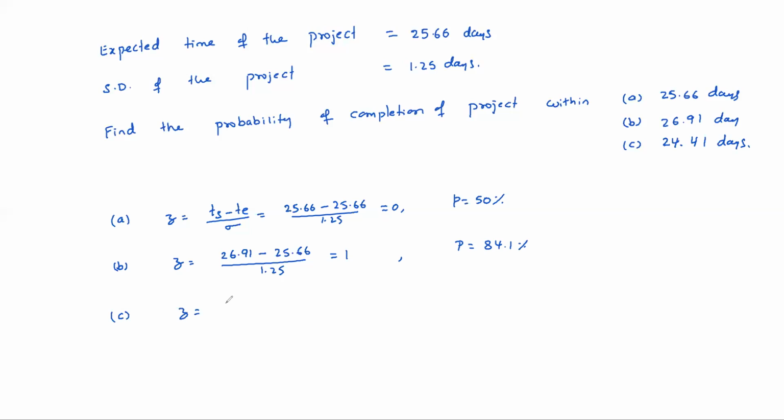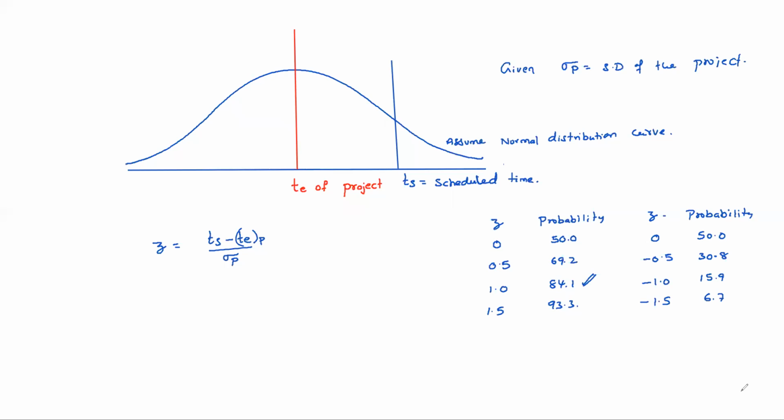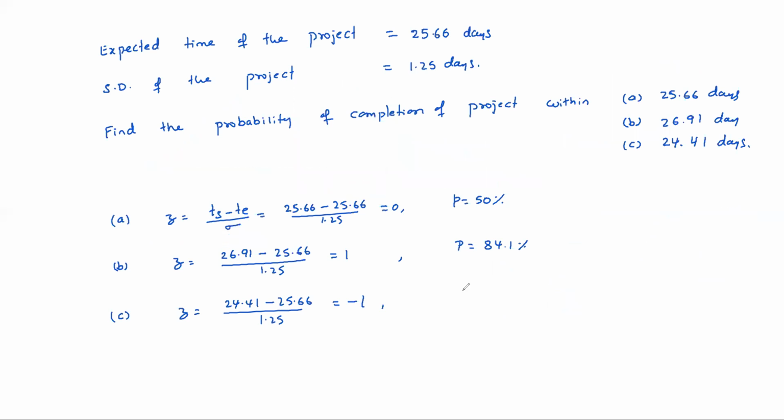Similarly, for C, Z equals 24.41 minus 25.66 by the standard deviation of 1.25, and you get -1. Obviously, -1 means 15.9. The probability of completion of the project within 24.41 days is only 15.9%. So like this, the probability can also be worked out for the given project.